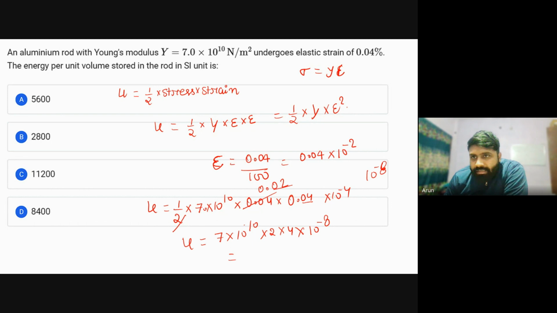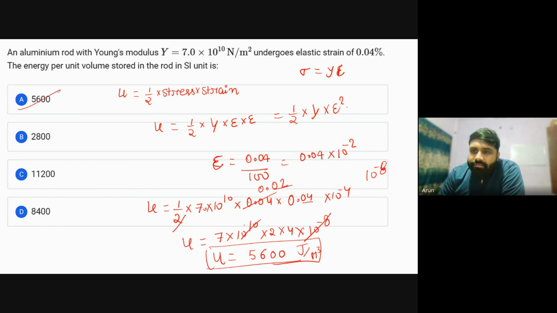Now 2 times 4 is 8, 8 times 7 is 56. So 5600, because this will cancel out the powers of ten. So this will become 5600 joule per meter cube. This is the answer. How simple is this?